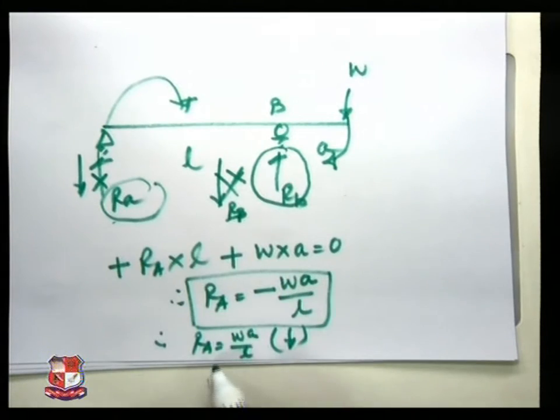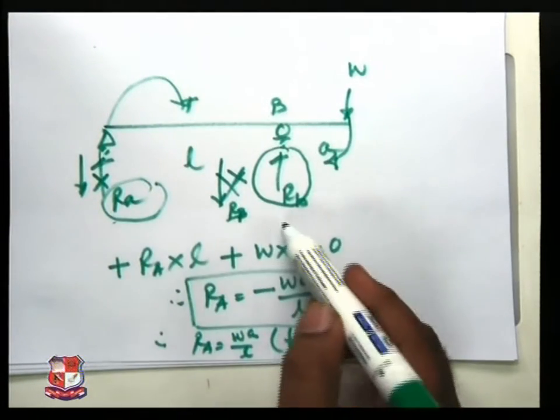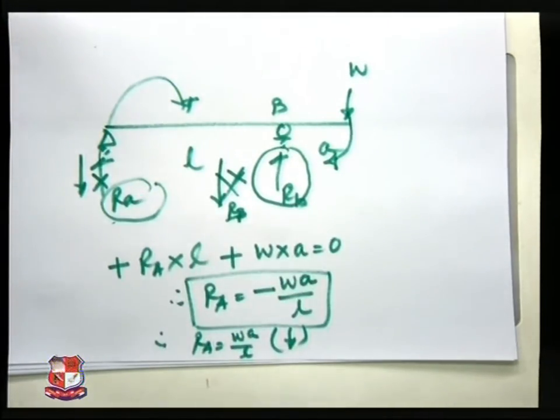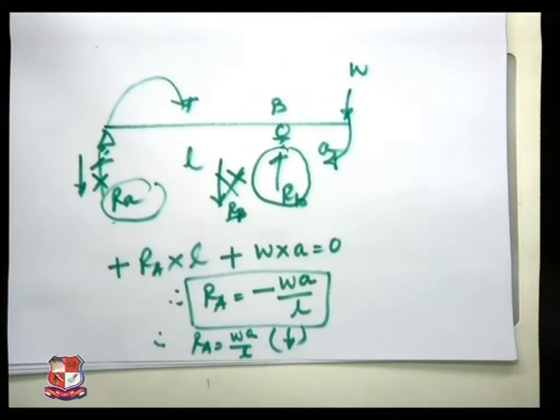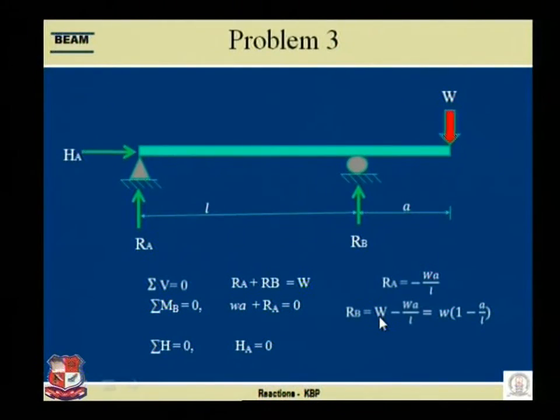Now we have to put the value of RA in the previous equation and we are able to find out RB. Please see over here. RB is equal to W minus WA by L, and we found out the value of RB.